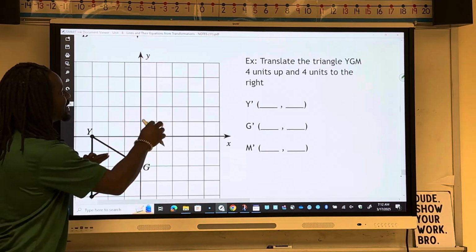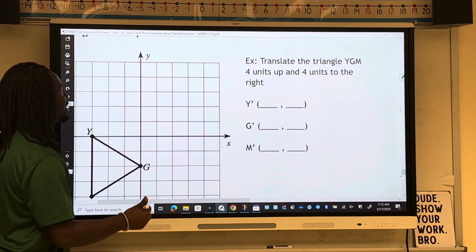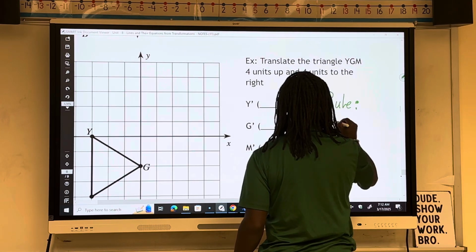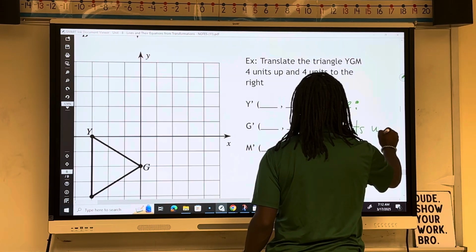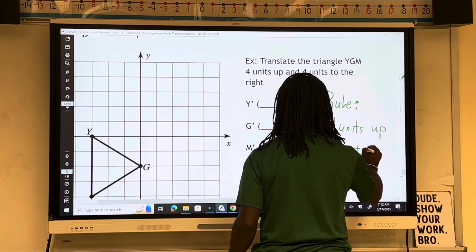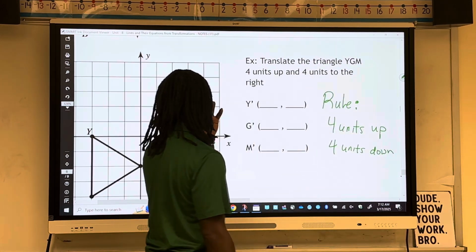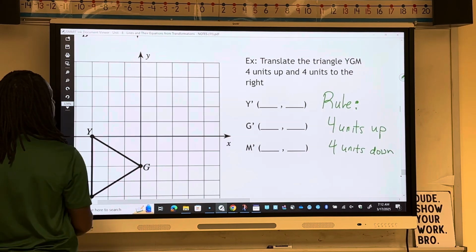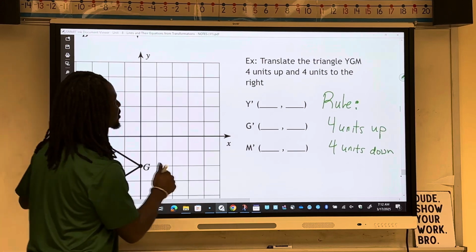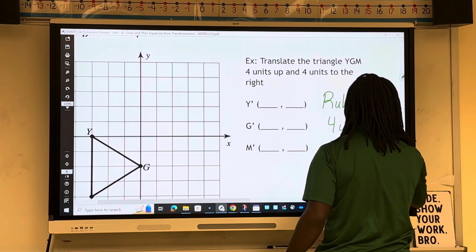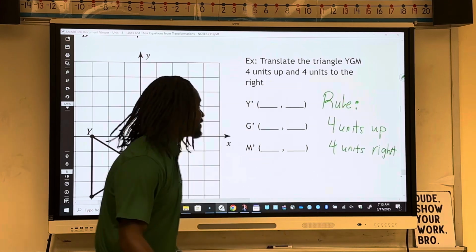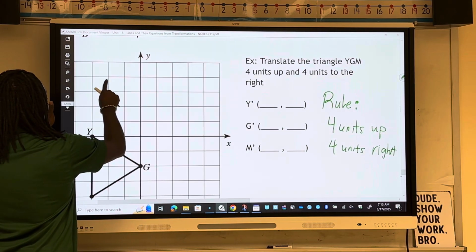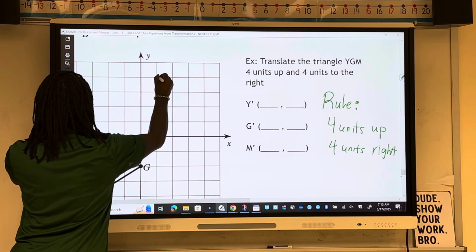Okay, all right. So this next one, translate YGM. This time we're going 4 units up. So our rule is that we are going 4 units up and then 4 units down. Okay, 4 units up, then 4 units down. So we start with Y, 1, 2, 3, 4, and then we go, I'm tripping, 4 units to the right. I was just playing, making sure you was paying attention. 4 units up, and then 4 units to the right. So 1, 2, 3, 4. Then over 1, 2, 3, 4. And here's our new Y.